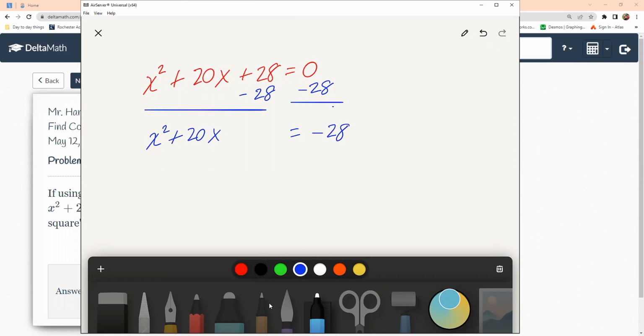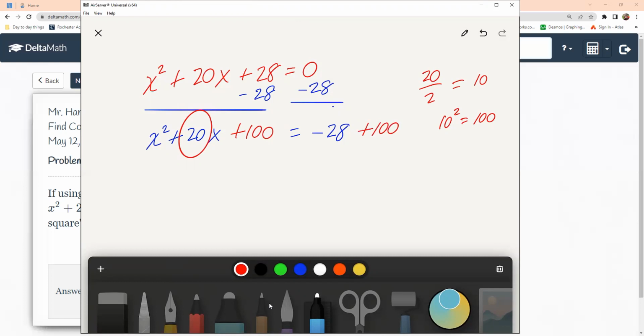Now, what I'm going to do is take the middle term and divide it in half. So 20 divided by 2 is 10. And then you take that and you square it and you get 100. So that's what I'm going to add to both sides.